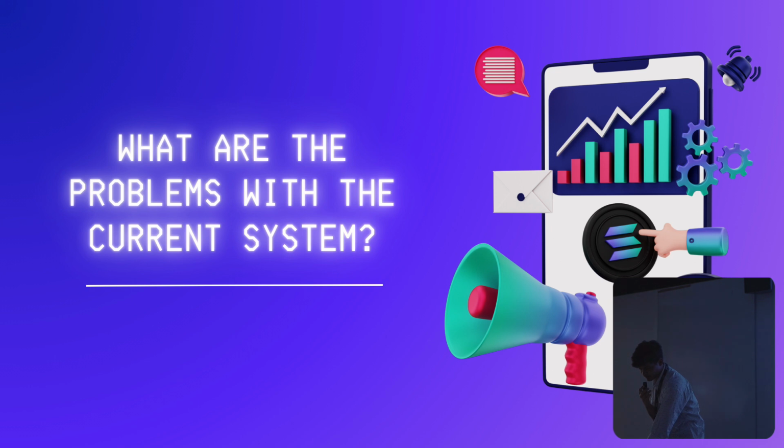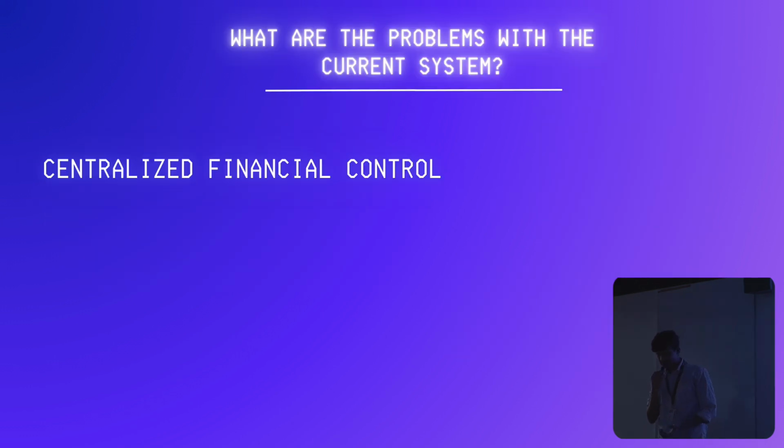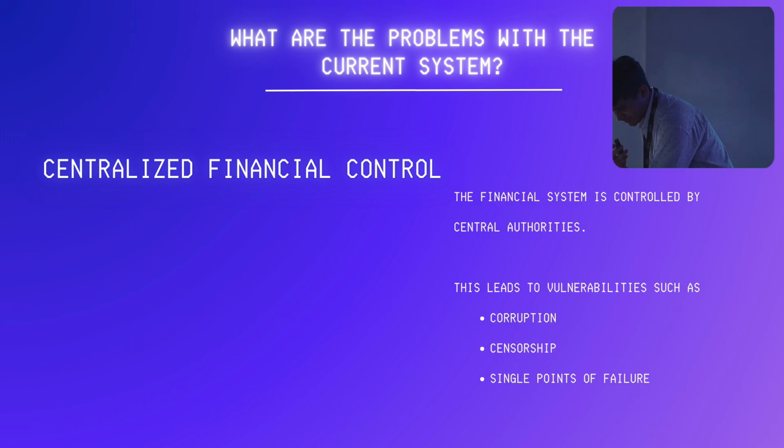What are the problems with the current system? Currently, banks have centralized financial control. There is only one source of truth for all the transactions, and they have access to all the transactions. What could be the problem? Single point of failure. That is correct. There are a couple of vulnerabilities which happen when there is one source of control or authority. There could be corruption, censorship, and single point of failure. For example, if your bank's website is down, you won't be able to do a transaction.